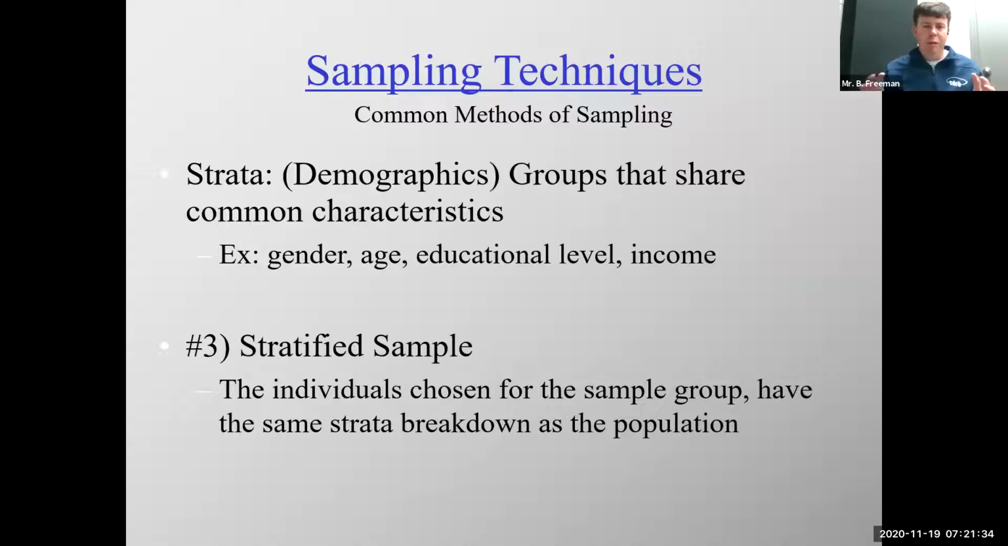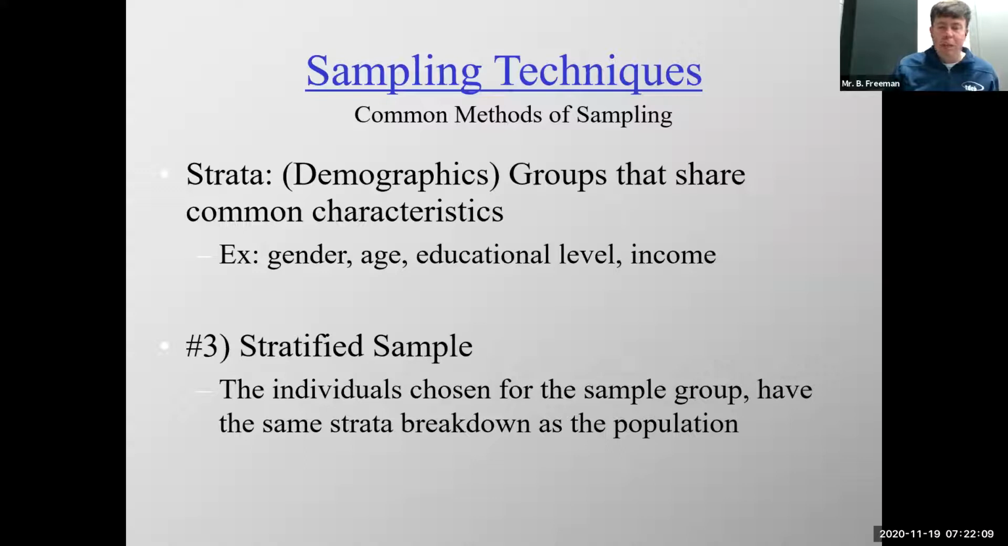And then moving into the third type, the stratified sample, what this means is that individuals chosen for the sample group have the same strata breakdown as the population. So that means that if in a school setting you had an unusually large grade 12 class and 30% of your students were grade 12s, you would make sure that 30% of your sample group were also grade 12s. So in this case, it's not being equal, it's being equitable. It's making sure that each group is represented.